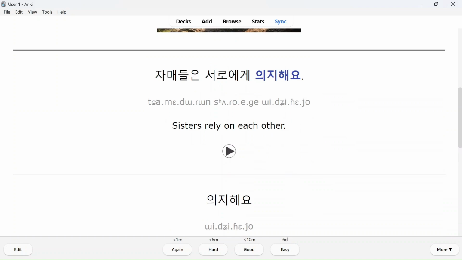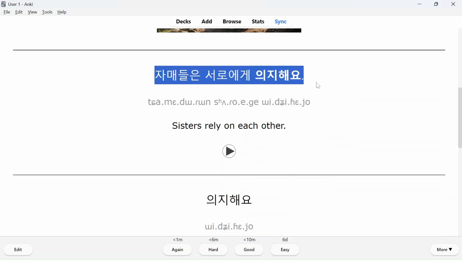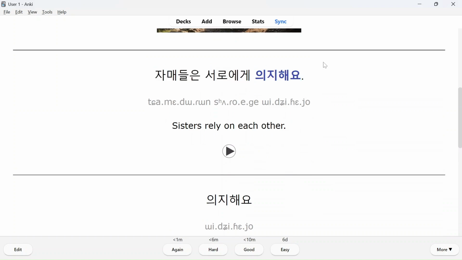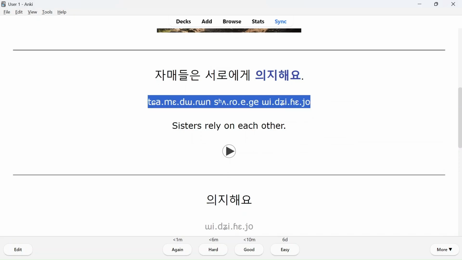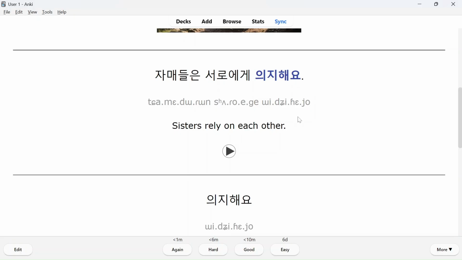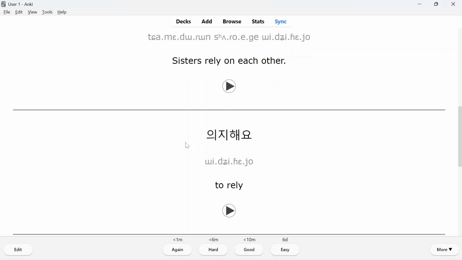Great. So one final recap for verbs. We have the sentence area with the correct word bolded and in the color indigo. The sentence in the polite form. We have the IPA notation, which helps with pronunciation. We have the English translation sentence, and we have audio. 자매들은 서로에게 의지해요. Great. And then the area after that is the polite area. So this is the word in the polite form, IPA notation, English translation, and audio. 의지해요. Notice the yo ending.